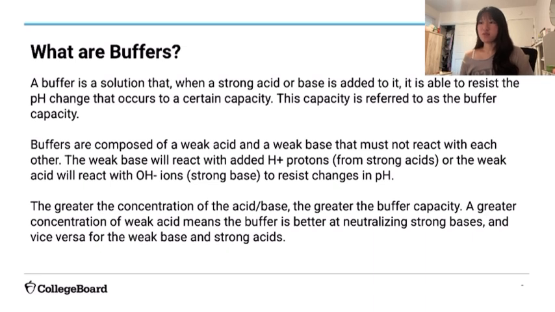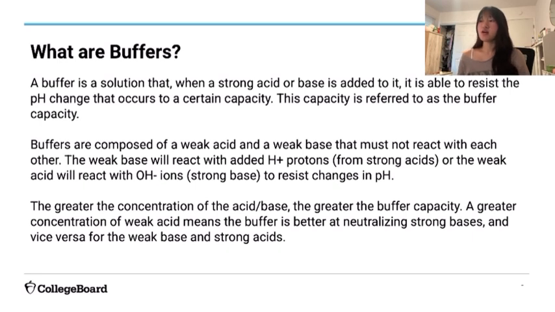Buffers are composed of a weak acid and a weak base that must not react with each other. The weak base will react with added H plus protons from the strong acids, or the weak acid will react with OH negative ions from strong bases to resist changes in pH. The greater the concentration of the acid or base, the greater the buffer capacity will be.